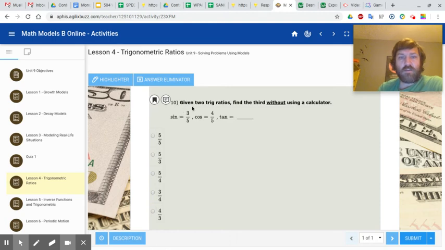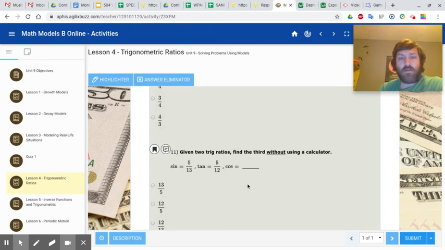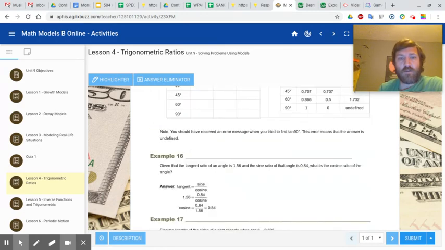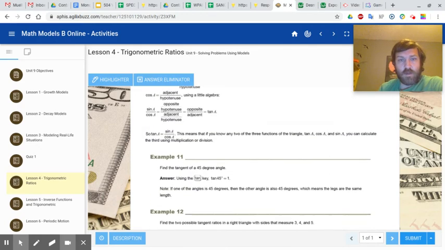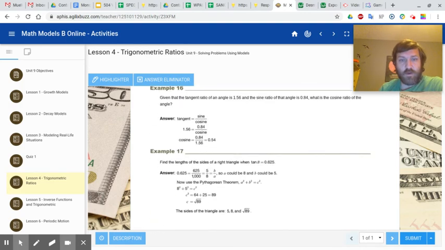Then it says, given 2 trig ratios, find the third without using a calculator. This one's pretty straightforward, I think, because they're going to be giving you 2 out of the 3, and you have to find that third one. The easiest way to do this, and I'm just going to scroll up to follow their example, is to do it more or less the way they have you doing it.